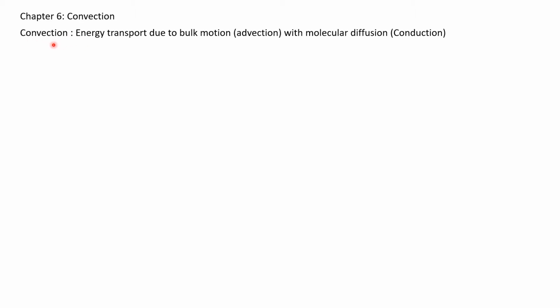I know we've briefly talked about convection in chapter 1, but let's see what this chapter has to offer. Convection is the transport of energy due to bulk motion, which is called advection, together with molecular diffusion, which is conduction. So whenever we say there is heat transfer due to convection through a medium, say a surface convecting through air, that means it includes energy transport due to the movement of air, as well as conduction through air. So remember, convection includes advection and conduction.